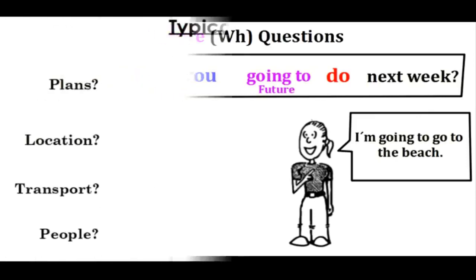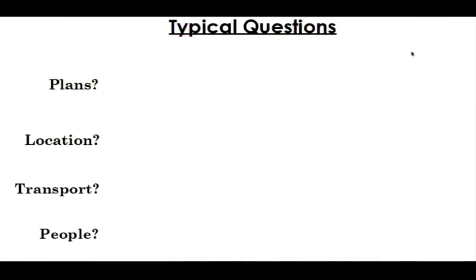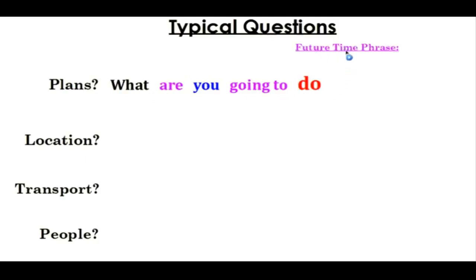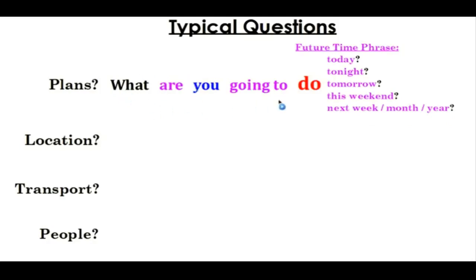Okay. Very good. So let's look at some typical questions for a person about the future. When you want to know plans, we ask, what are you going to do? And to be specific about when, we use a future time phrase, for example: today, tonight, tomorrow, this weekend, next week, next month, or next year. Again, for a question about future plans, we say, for example, what are you going to do tonight?